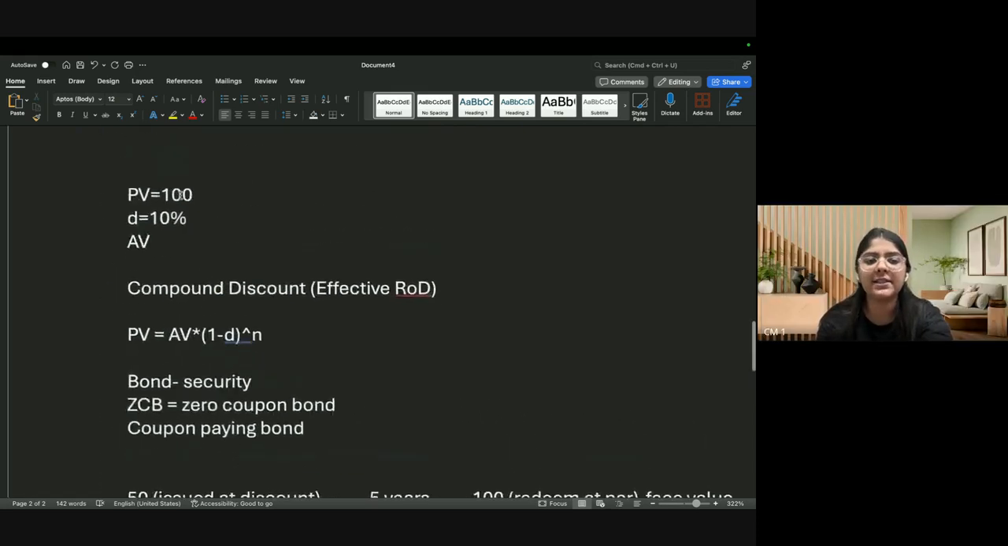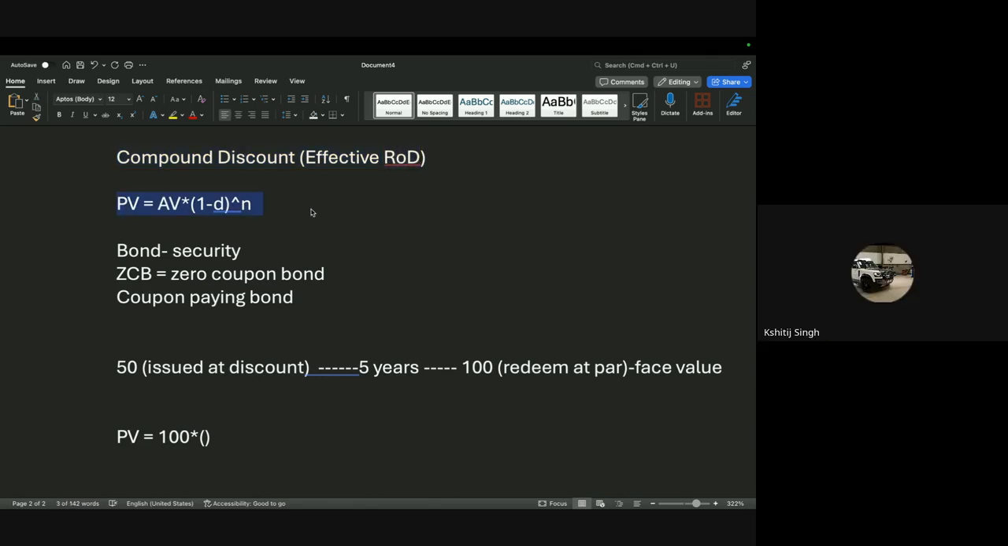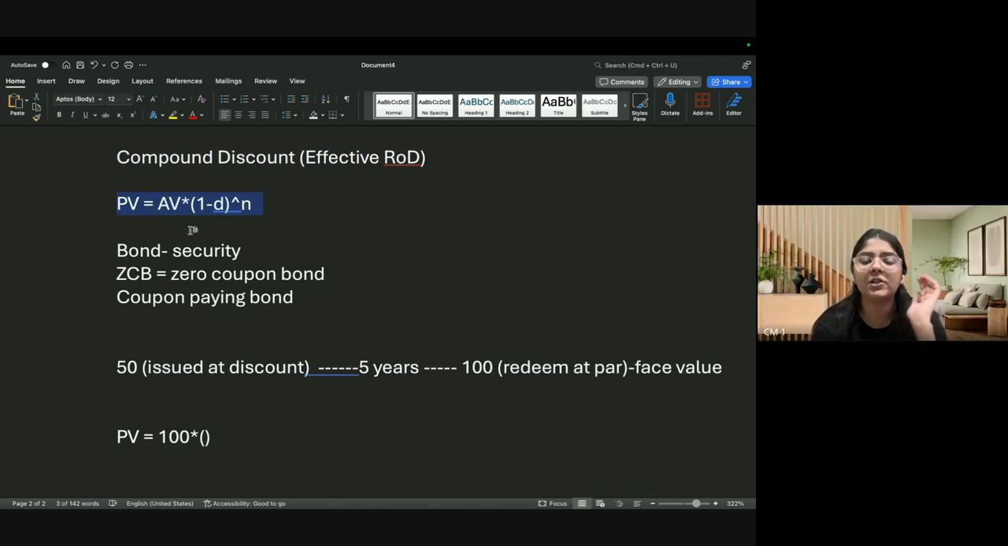If I'm considering simple discounting, then we will use the formula of simple discount. And if we are considering compound rate of interest and discount, then we will use this formula. So PV is equal to AV into (1 minus d) raised to the power n. Suppose the discount rate is 10%. So 1 minus 0.1, 10% in decimals, raised to the power 5.